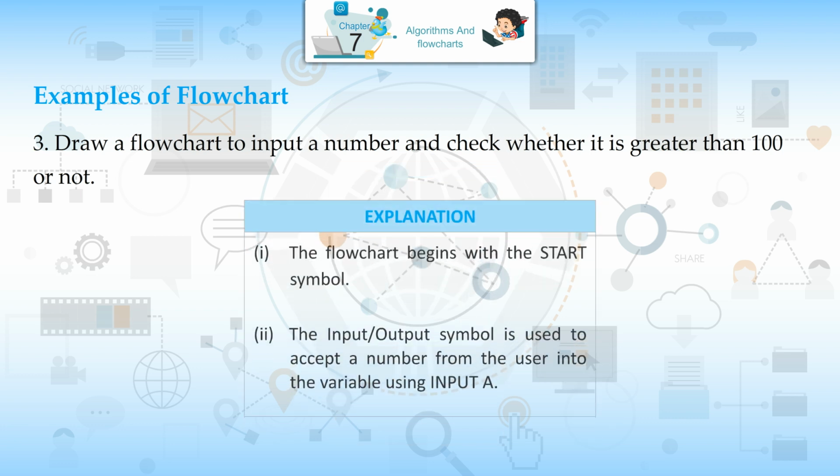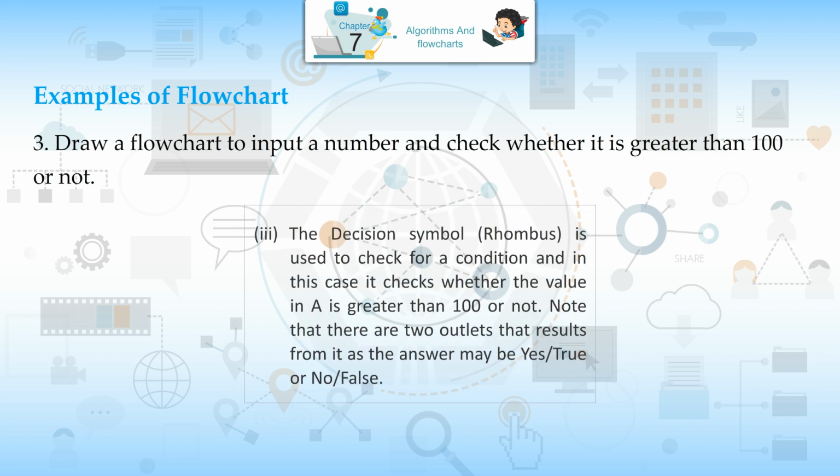Stop. Explanation. First, the flowchart begins with the start symbol. Second, the input or output symbol is used to accept a number from the user into the variable using input A. Third, the decision symbol, rhombus, is used to check for a condition, and in this case, it checks whether the value in A is greater than 100 or not.